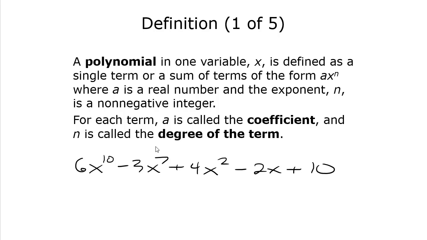Coefficient of 4, degree of 2. Coefficient of negative 2, degree of 1. Coefficient of 10, degree of 0. And we would say the degree of the polynomial is 10 because it's always the largest degree of any of the terms.